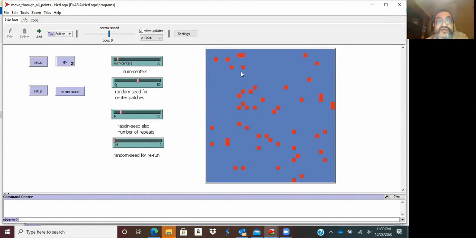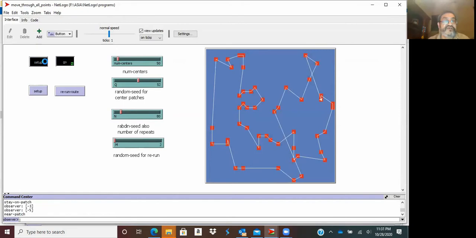And after you run this 80 times, from the 80 times it shows the route that uses the minimum time or the least distance. So let's start running this model. Okay, let's start setting up this model.